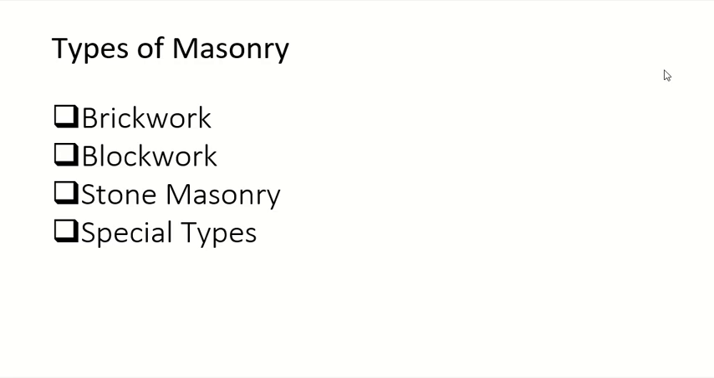So how many types of walls can we have, on the basis of material? We have brickwork wall, blockwork wall, stone masonry, and special types. Blockwork is made up of concrete. Brick is made up of clay basically, and then stone masonry. And then there are some special types as well. We'll go through them.